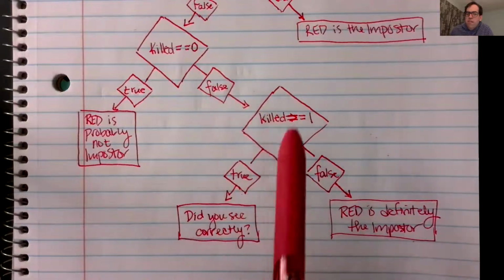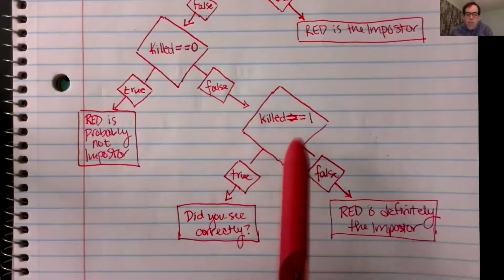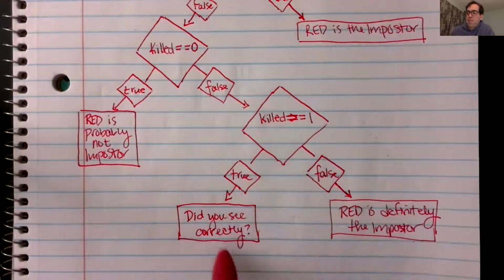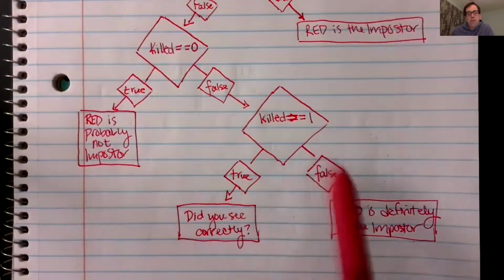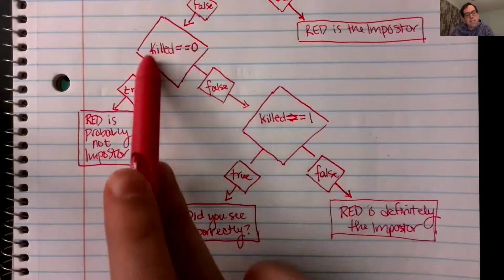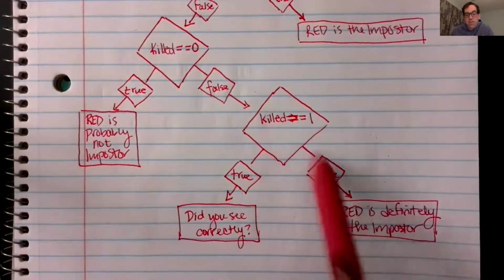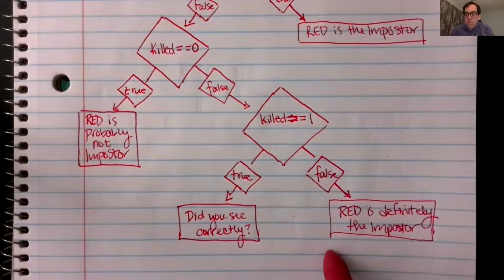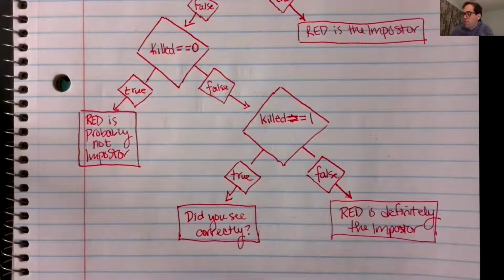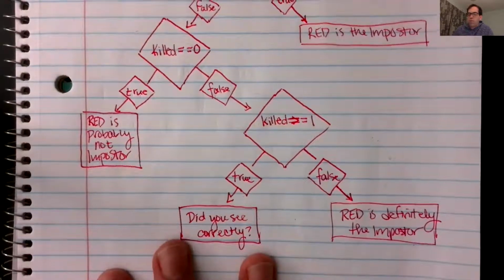Because you didn't see them vent, you saw them near the body 1 time. Like, it's possible that they got framed, right? Did you see it correctly? But if that's false, that means that killed wasn't 0 and it wasn't 1, so it's more than 1. So red is definitely the imposter if you see them near the body 2 or more times, right? So that's the flow chart. That's the decision-making process that we're going to be going through here.